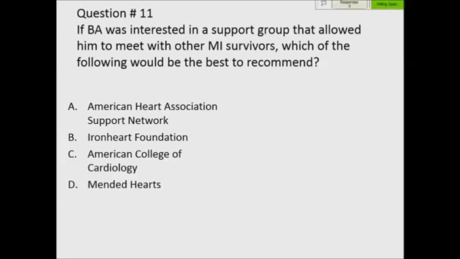If our patient BA is interested in a support group that allows him to meet other MI survivors, which of these would be the best to recommend? So would it be the American Heart Association Support Network, the Iron Heart Foundation, the American College of Cardiology, or Mended Hearts? So if he wants to meet with other survivors face-to-face, kind of in a room like this, or have the ability to talk, commiserate, figure things out, how'd you do?